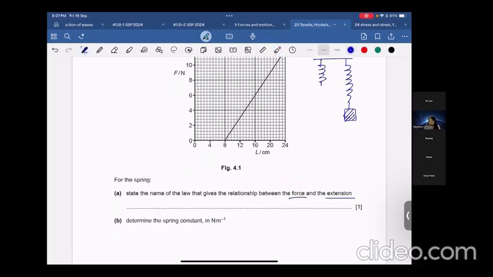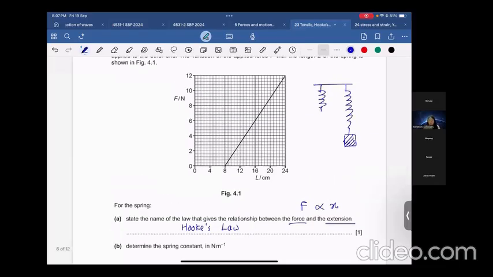Thank you, Farwell. Yes, Hooke's law. Hooke's law says F is directly proportional to x, provided it does not exceed the limit of proportionality. Okay, boys and girls, can you help me to calculate the spring constant for this diagram? Now how to calculate the spring constant?